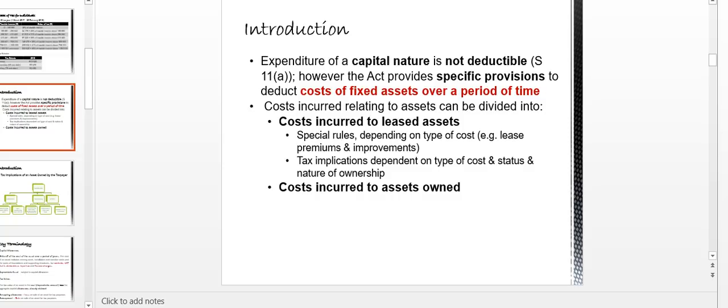So any cost incurred relating to an asset can be divided into either cost incurred on leased assets, or cost incurred on assets owned. There are some specific rules depending on the type of cost, for example, whether it's lease payments or improvements, and the tax implication is dependent on the type of cost and the status and nature of the ownership. So you either lease this asset or you own this asset.